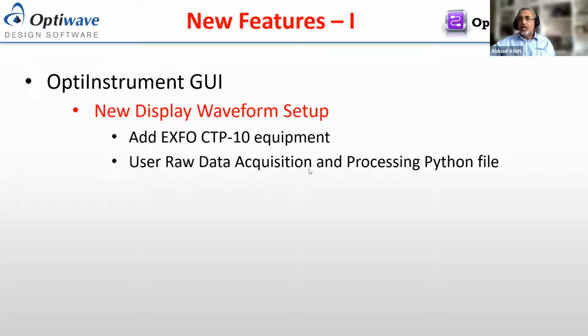And then we also allow users to load Python files to do acquisition of the data, because some equipment manufacturers have their own way of processing the raw data. So in OptiInstrument 4.0, we have in the example library a few examples of Python files used for different equipment, from Regal, from Keysight, from EXFO, to process this raw data.